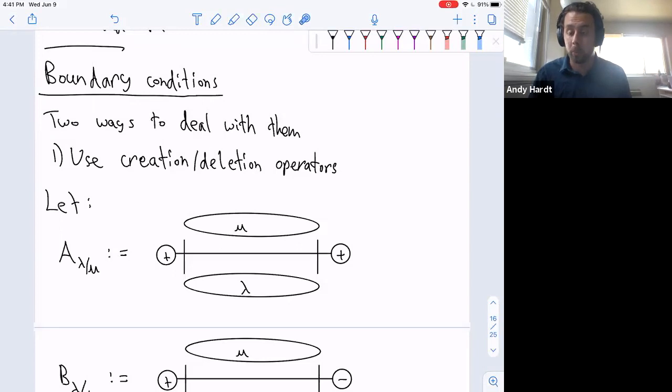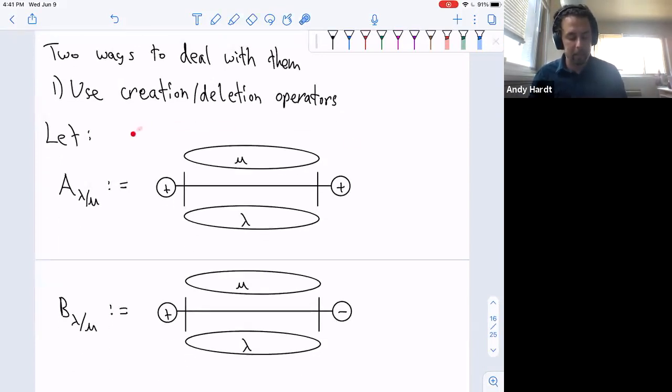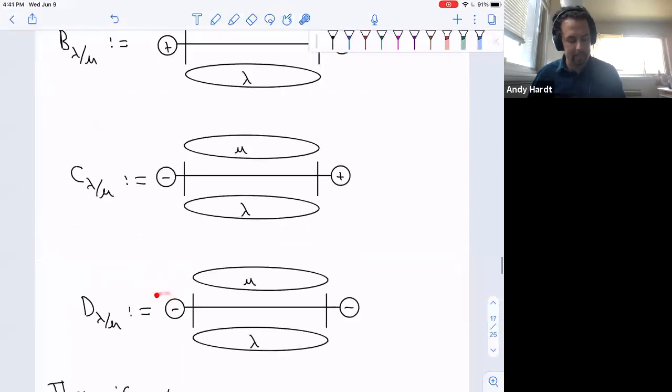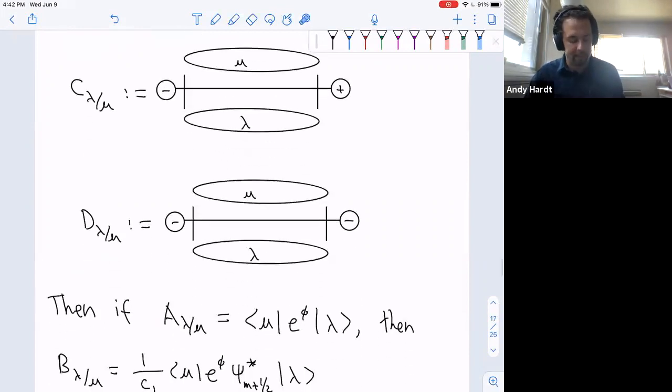One is we can write Hamiltonian-like operators for things with any boundary condition you want by using creation and deletion operators judiciously. For instance, I think Katie Weber mentioned this in her talk a few weeks ago, we can have this row transfer matrix. A is just pluses on the left and right, B has a plus on the left and minus on the right, C has a minus on the left, and D has two minuses. If this A matches the Hamiltonian, can we get B, C, and D to match Hamiltonian-like operators? Well, yeah, it's pretty easy.